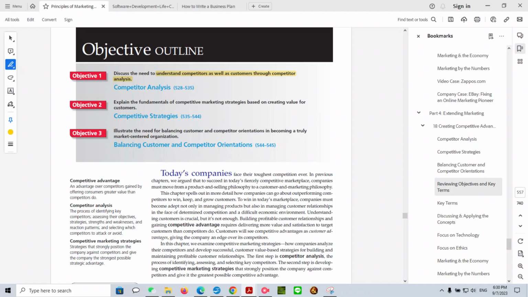For objective number two, we need to be able to explain the fundamentals of competitive marketing strategies based upon creating value for customers. That is the competitive strategies. And for the third objective, we need to be able to illustrate the need for balancing customer and competitor orientation in becoming a truly market-centered organization. So in other words, we need to understand balancing customer and competitor orientations.